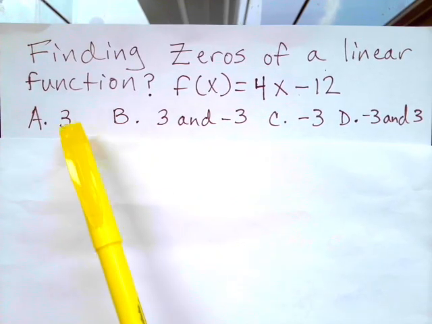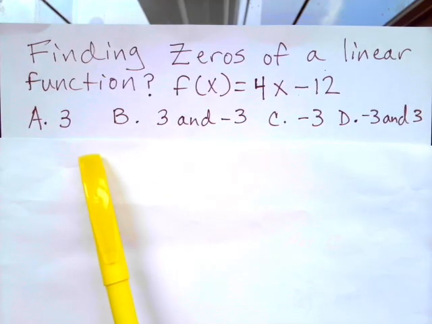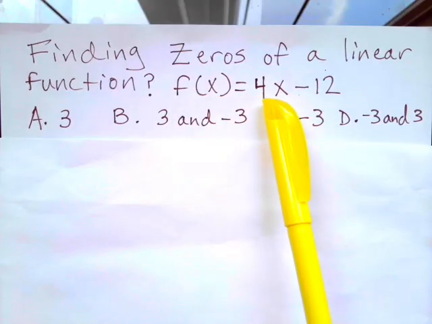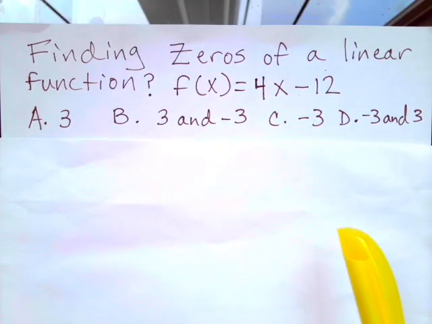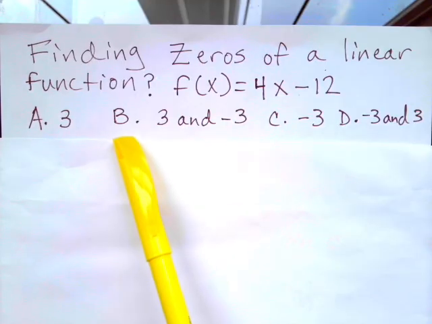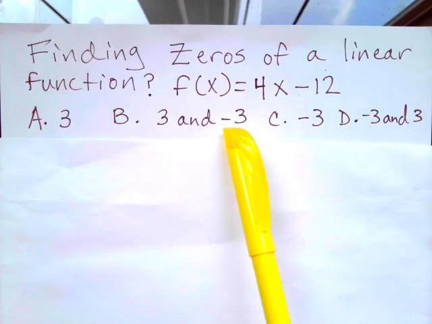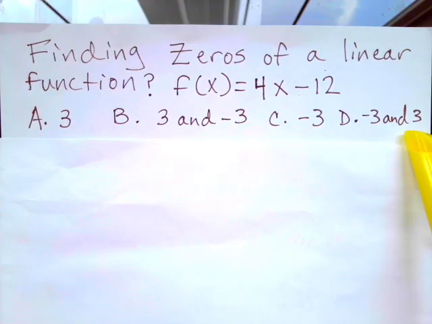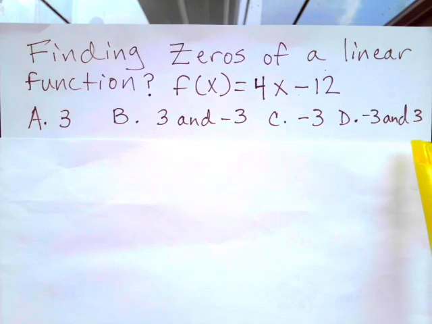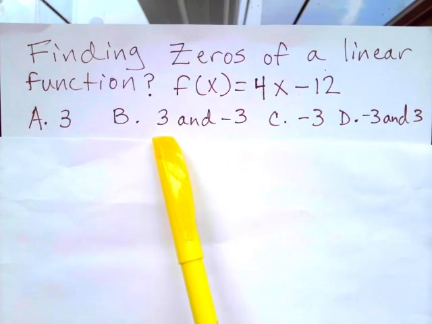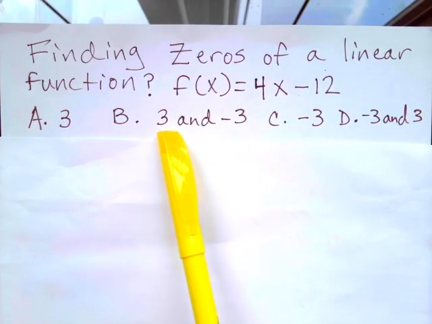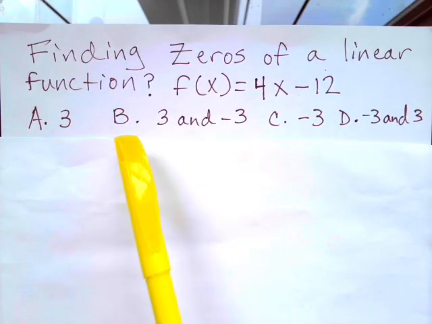And you can see here, this is actually one of the problems that we started with. Find the zeros of a linear function, f of x equals 4 times x minus 12. And then these were your options. A is 3, B is 3 and negative 3. C is negative 3, D is negative 3 and 3. So one of the first things I want to point out is if they have an "and" in your options, both of the terms need to be true in order to select that option. So let's just get right on into it.